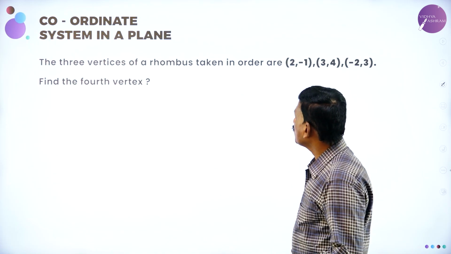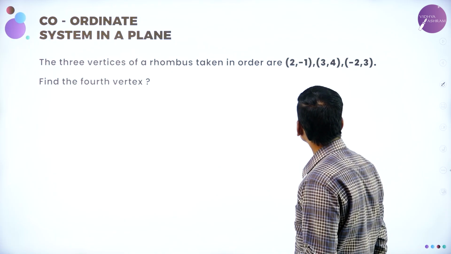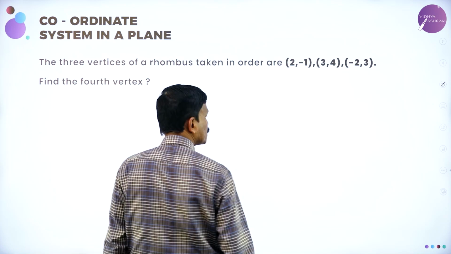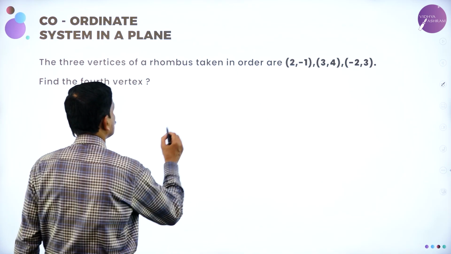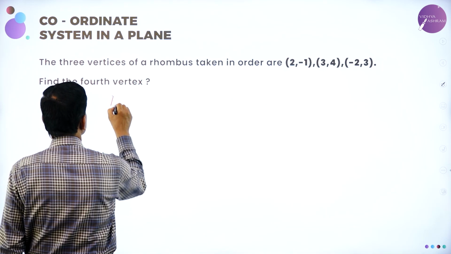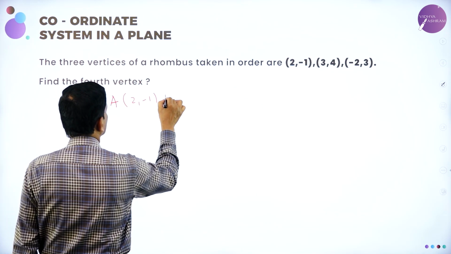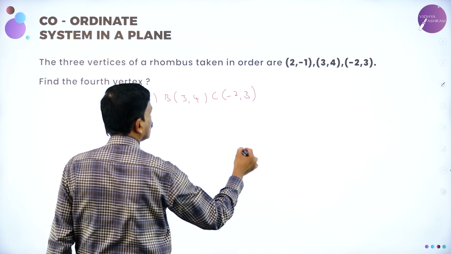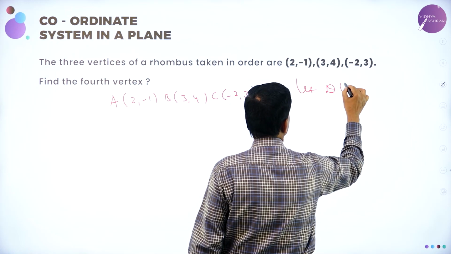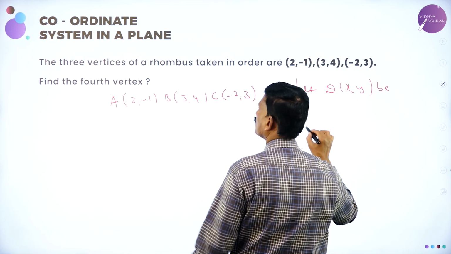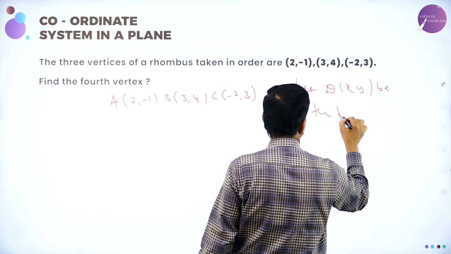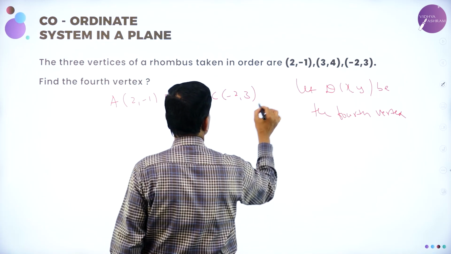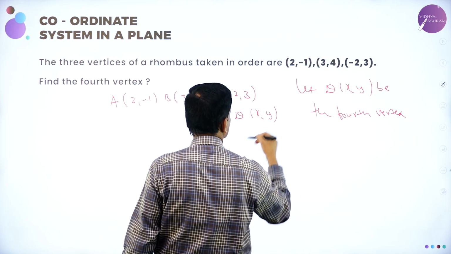The three vertices of a rhombus taken in order are 2 comma minus 1, 3 comma 4, minus 2 comma 3. Find the fourth vertex. Now this is also a very simple problem. What is given? So let us write down the points. A is 2 comma minus 1, B is 3 comma 4, C is minus 2 comma 3. Let D, x comma y, be the fourth vertex. So D is x comma y, which is to be determined.